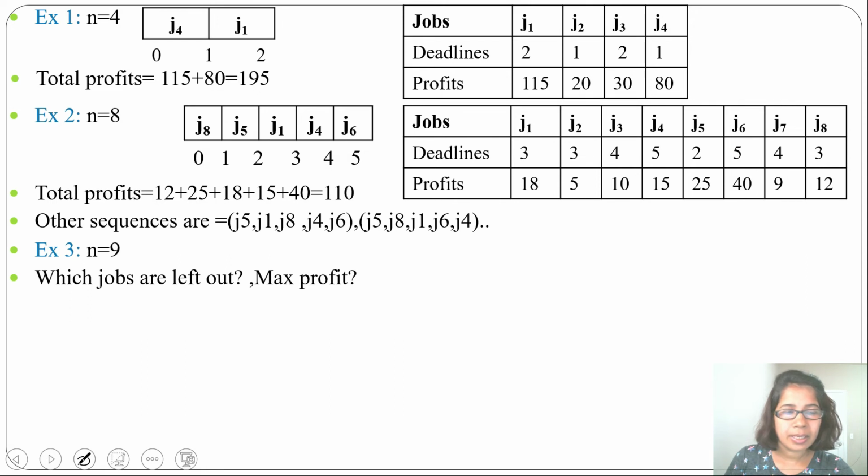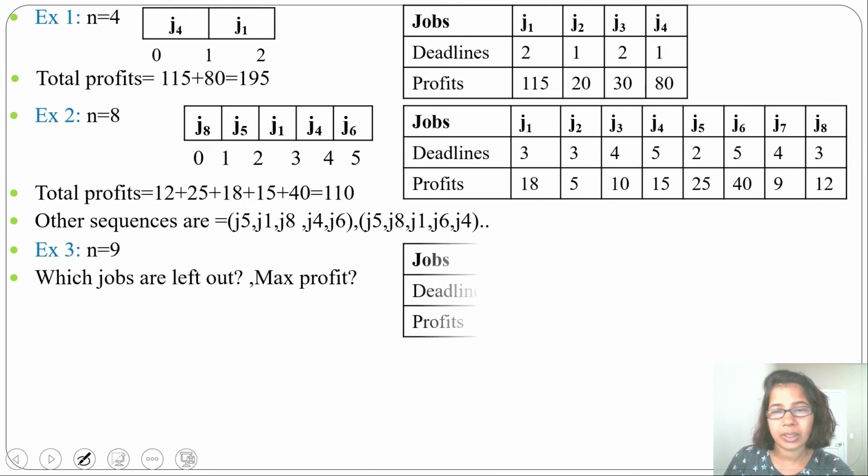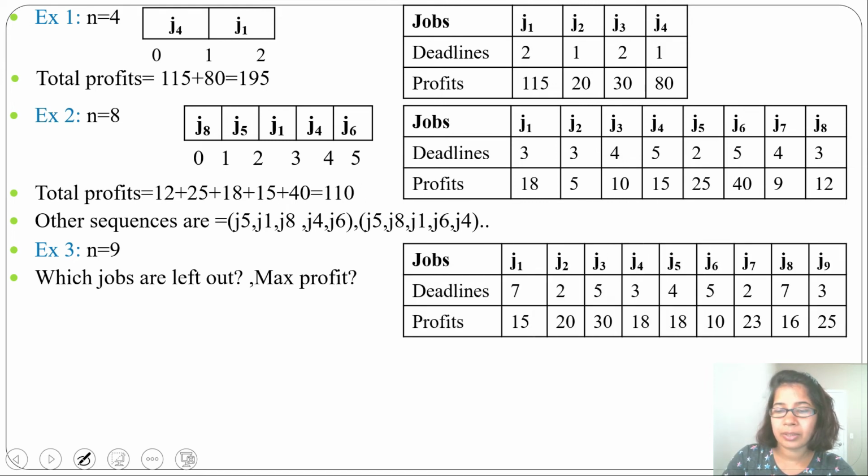Next, example 3, n equals 9. Suppose the question is asking which jobs are left out and the maximum profit. So first I'll write all the jobs according to their decreasing order of profit. Job 3 profit is 30. I'll write 1 here. Next job 9 profit is 25. I'll write 2 here. Next job 7 profit 23. I'll write 3. Next job 2 profit 20. I'll write 4. Next job 4, job 5 profit are 18. I'll write 5 and 6 here. Next job 8, I'll write 7 here.